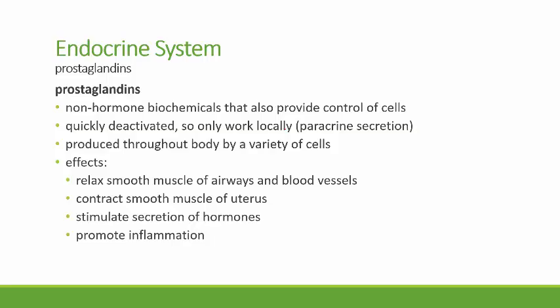We see relaxation of the smooth muscle that's in the airways of the lungs and in blood vessels, so at capillaries or small arterioles. We can see relaxation of the smooth muscle surrounding the blood vessels. We see contraction of smooth muscle, for instance, at the uterus. These prostaglandins can stimulate local cells to release hormones, and they might promote inflammation. So lots of activities that different prostaglandins can initiate.